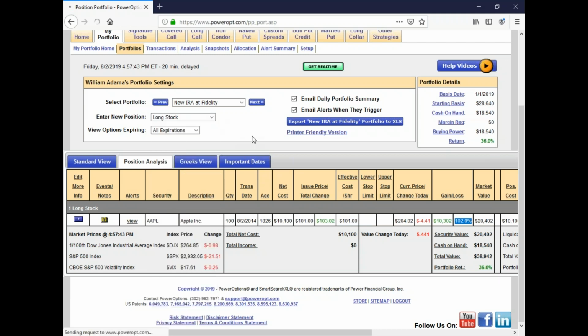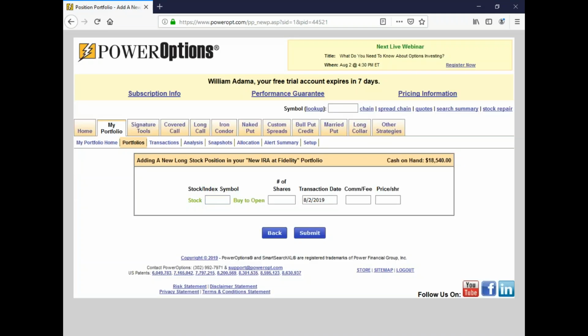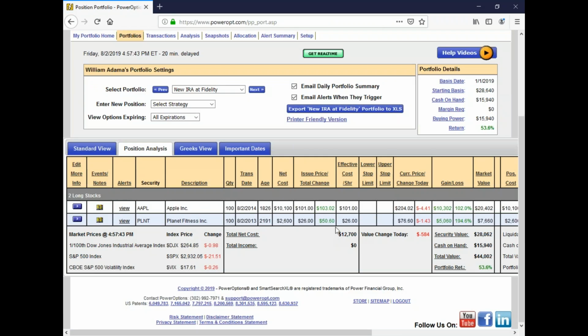Okay, let's see. Now I also entered in Planet Fitness 3 years ago, 100 shares, when it was only at $26. I think that's what it was when I traded it as a married put last year, wrote it up to about 35, didn't get back into it, should have, because it's bloody at $76 now. Okay, but there you go. We've got the nice run there. And what happened? Cash on hand lowered again by that extra $2,600. So I'm seeing an accurate portrayal of my positions and my return on my portfolio as well.